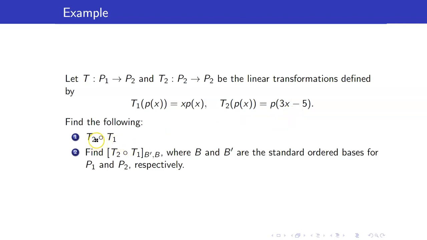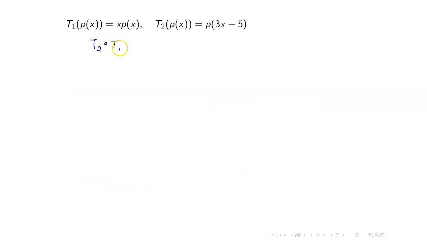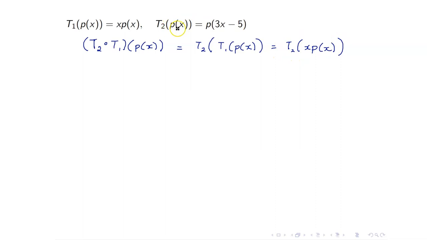This time around, we want to get the composition of T1 and T2 and get the matrix representation of the composition, where again, B and B prime are the standard ordered bases for P1 and P2 respectively. Let us get T2 circle T1 of p of x. So by definition, this is T2 of T1 of p of x. T1 sends p of x to x times p of x. So this is T2 of x times p of x. What about T2? It sends any polynomial to the polynomial except that you replace all occurrences of x with 3x minus 5. So I will just replace all occurrences of x with 3x minus 5.